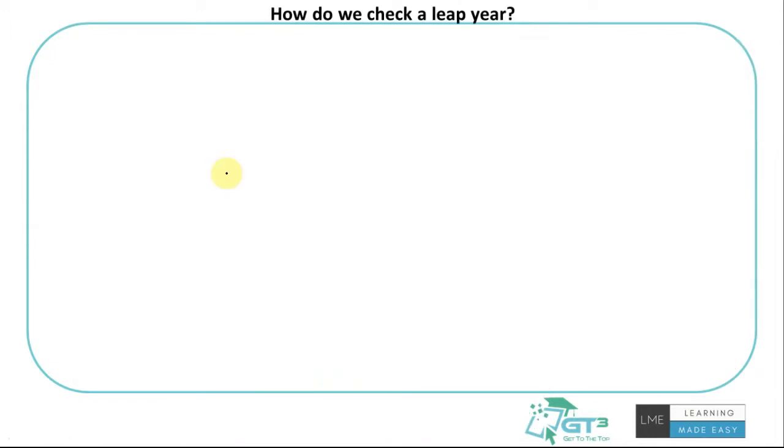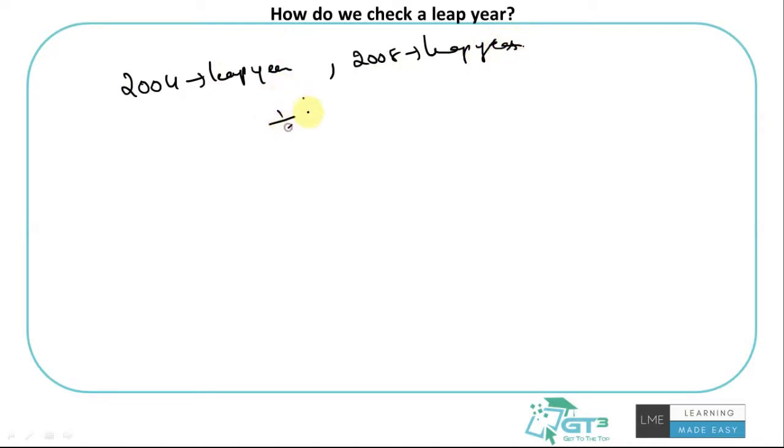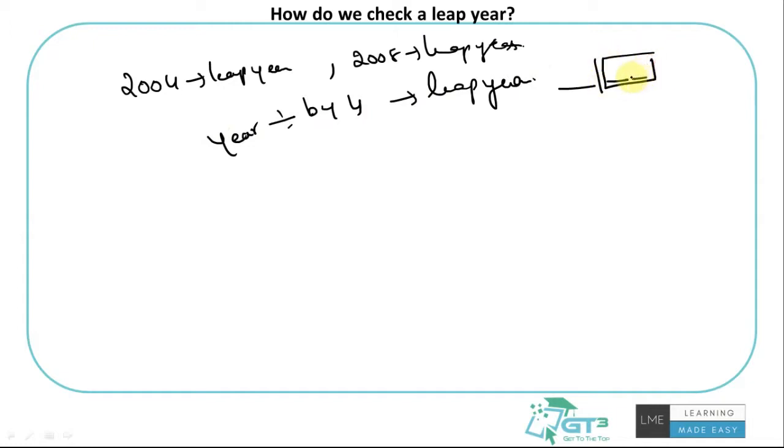So, fundamental question, how do we check a leap year? How do I say 2004 is a leap year? How do I say 2008 is a leap year? I know these are leap years, but how? So the basic rule is divisibility by 4. If a year is divisible by 4, we call it a leap year. What is the divisibility rule of 4? If you don't know, I don't care about the number, just look at the last 2 digits. If the last 2 digits are divisible by 4, then the whole number is divisible by 4.